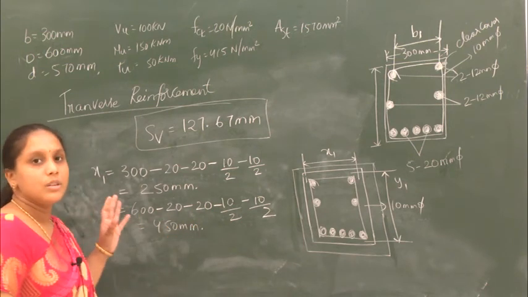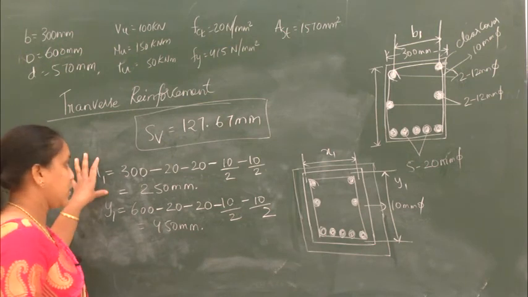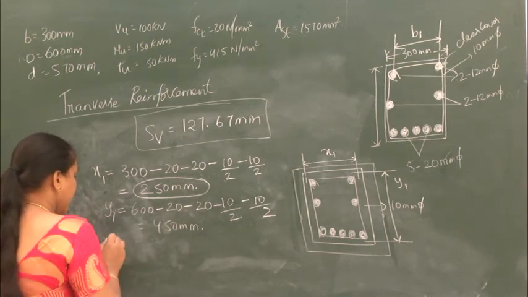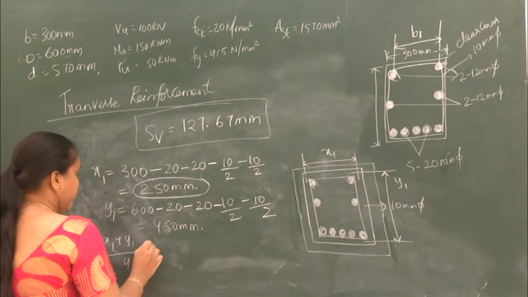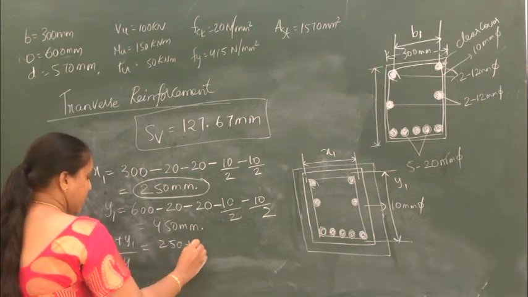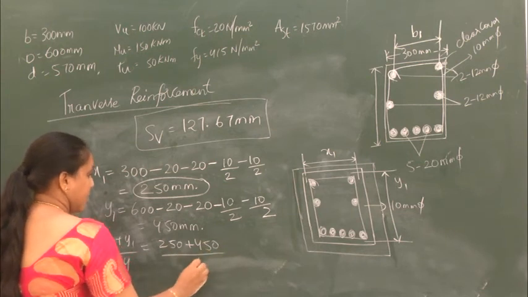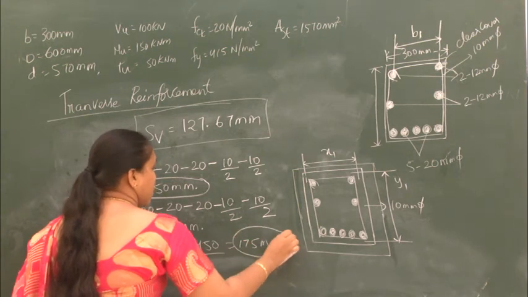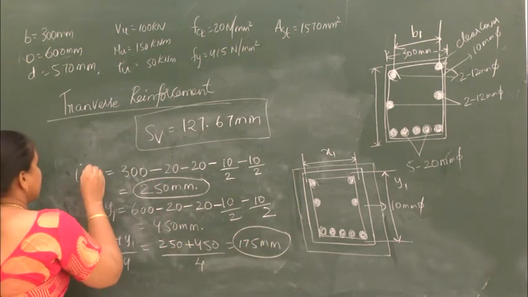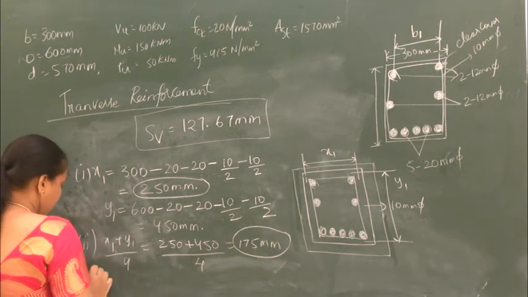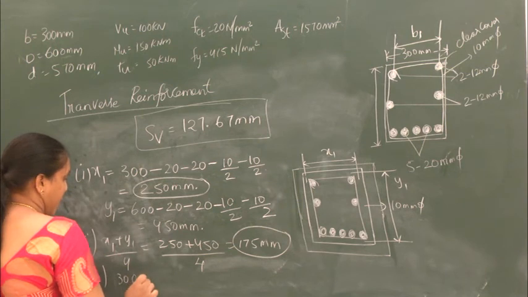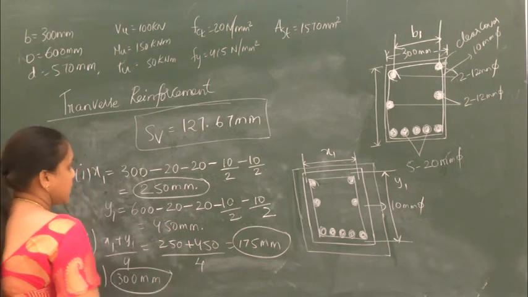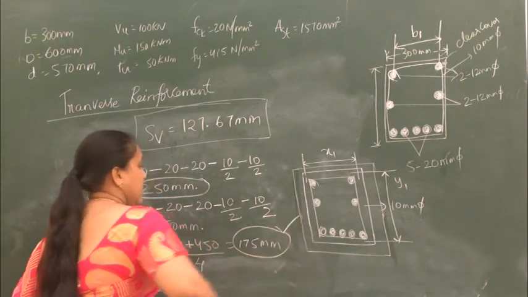So what is the condition? We should take the least value of x1, which is 250 mm, and (x1 + y1)/4. So x1 is how much? It is (250 + 450)/4, which will give you 175 mm. So this is going to be your one value, this is 1, this is 2, and the third one is 300 mm. Out of all these three, you have to consider the least value. Out of all these three, what is the least value? 175 mm is the least value.